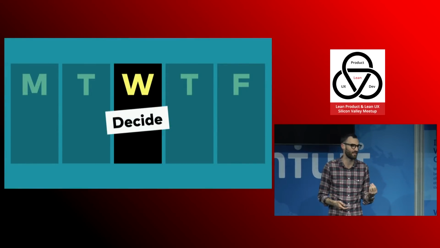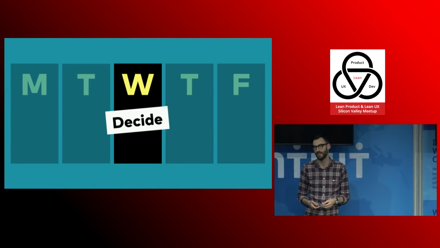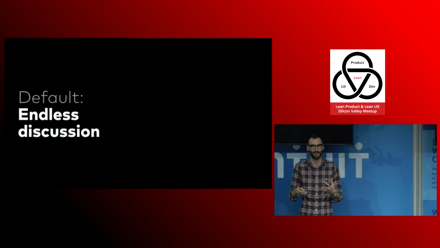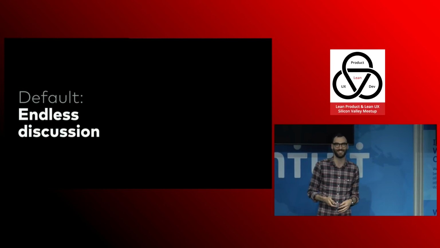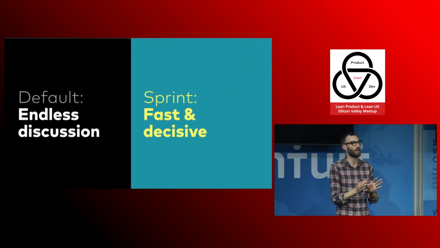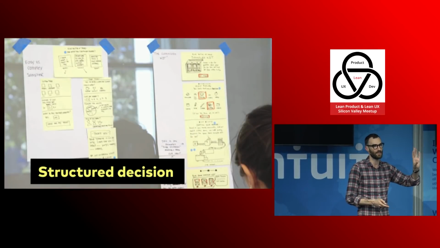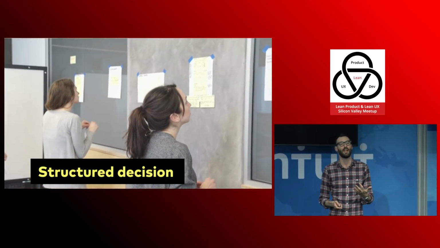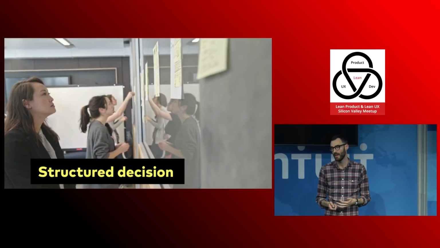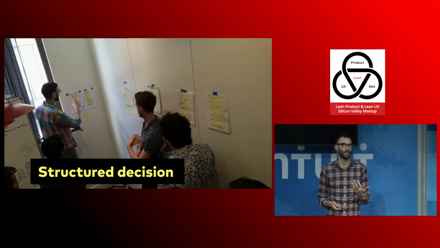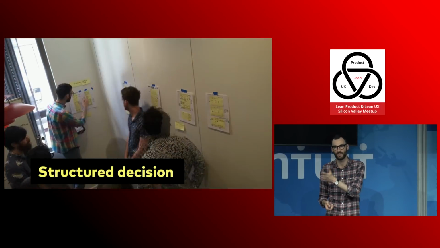So on Wednesday, the team would decide among these different solutions. And the default for most teams is discuss. But in a sprint, we do it fast and we do it decisive. And again, we've got those sketches up on the wall. So the team would go around and they would have a structured conversation and make the decision really quite quickly by going through a series of steps.